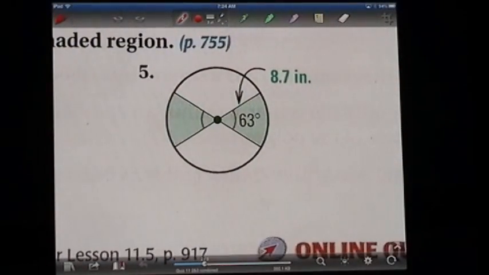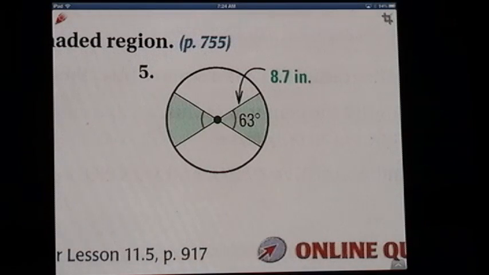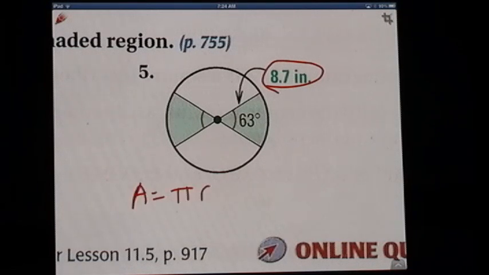Remember, you can roll these back at any time. Now we're going to be using sectors in the same way that we did for our arcs. The number of degrees over 360 that you're talking about would be the fraction that you're dealing with of the entire circle, but this time we're going to do it with area. Now we have our radius right here, so we're going to say area is equal to pi r squared, and r in this case is 8.7.